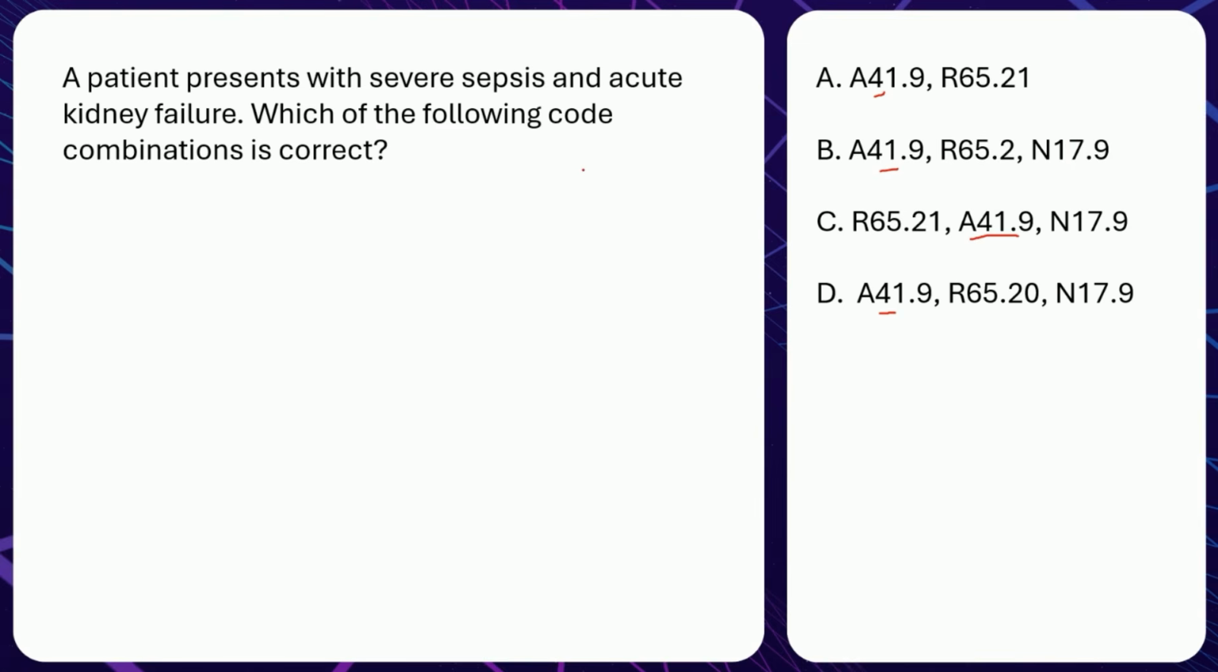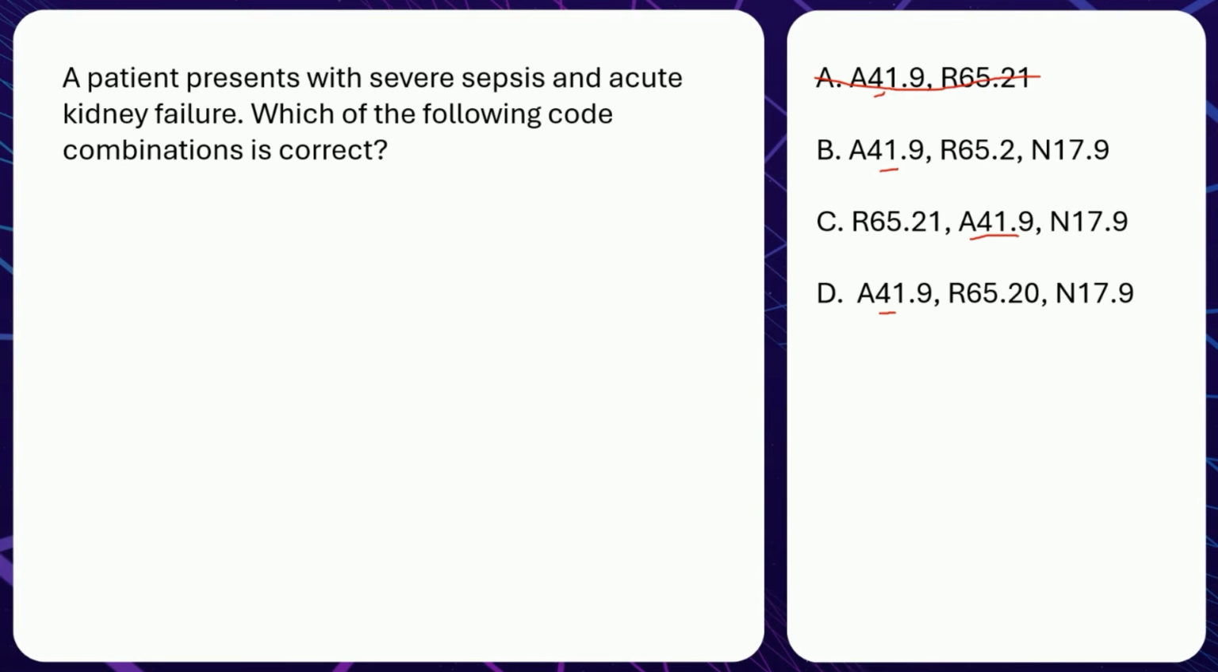Also, it says here the patient has acute kidney failure. I have worked with hospitalists enough that I know that a code for acute kidney failure is N17.9, so I can eliminate A right away. If you remember just kind of going through in generalizations about our infectious disease codes, so sepsis is part of our chapter 1 codes, which are all of our A codes. So I'm thinking A or D, just kind of looking at it.